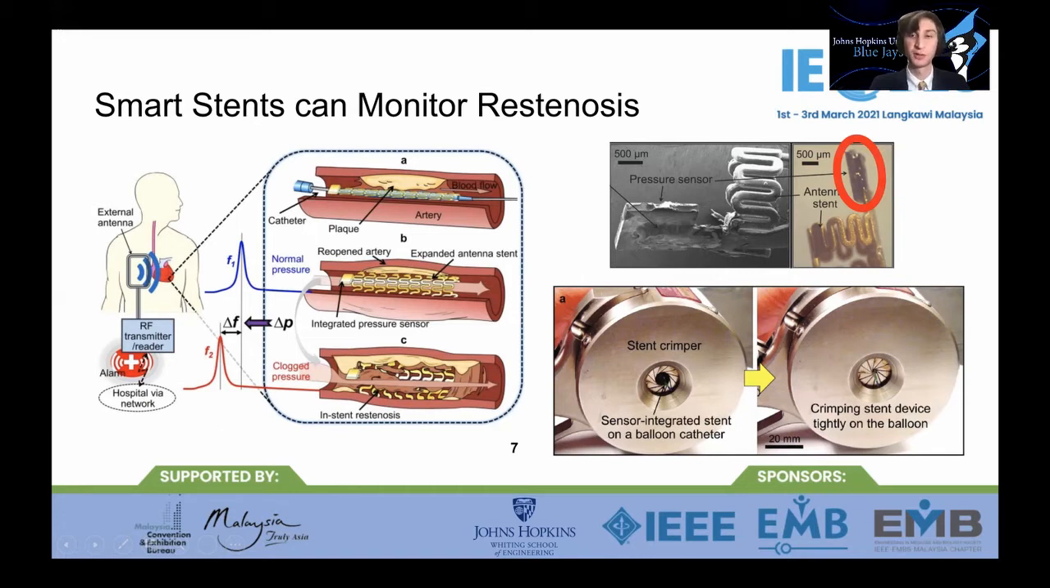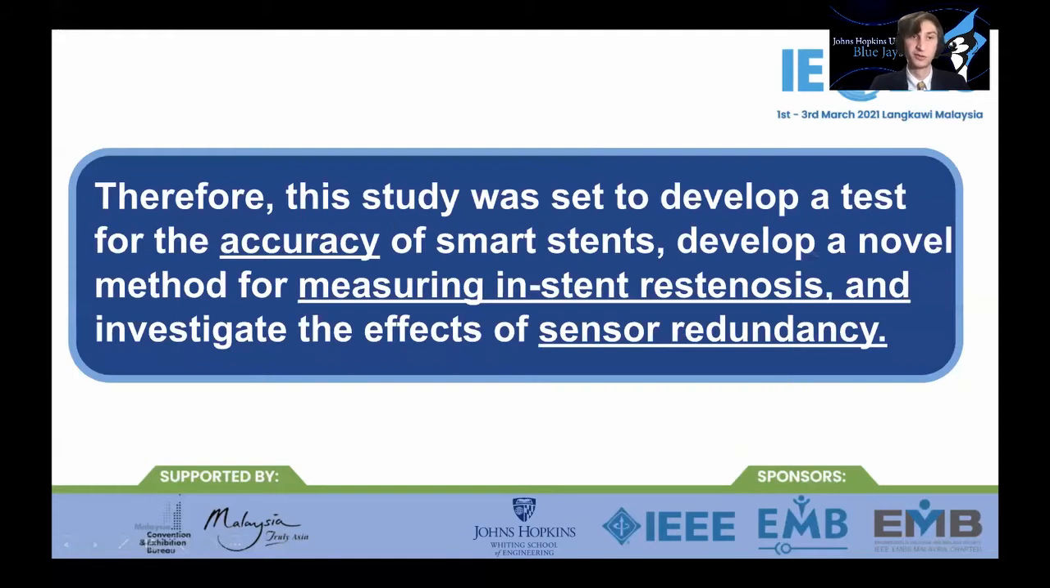This is especially a problem when the stent is prepared for usage in the crimping process. In the crimping process, the stent undergoes over 100 newtons of force to squeeze the stent onto the catheter to be put inside the body. During crimping, the sensor inside the stent can be broken or damaged, and that can affect how accurate the readings are from this device. So this study was set to develop a test for the accuracy of smart stents because there's no current test to see how accurate this device is.